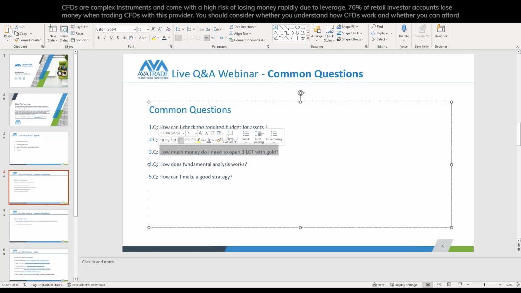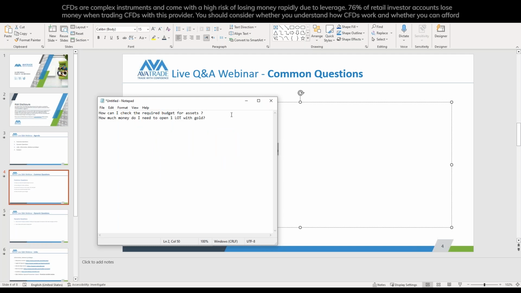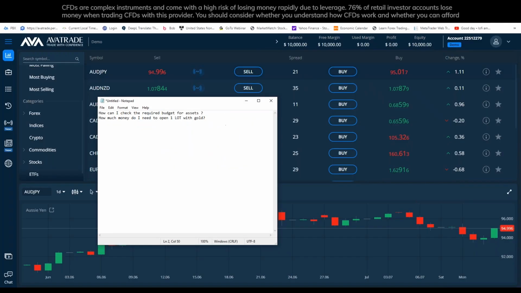How much money do I need to open one lot with gold? But I assume that this question refers to prioritizing according to the necessary budget and then making a good decision. So we're going to combine the questions, that one and this one. We're going to do this exercise on gold, no problem.